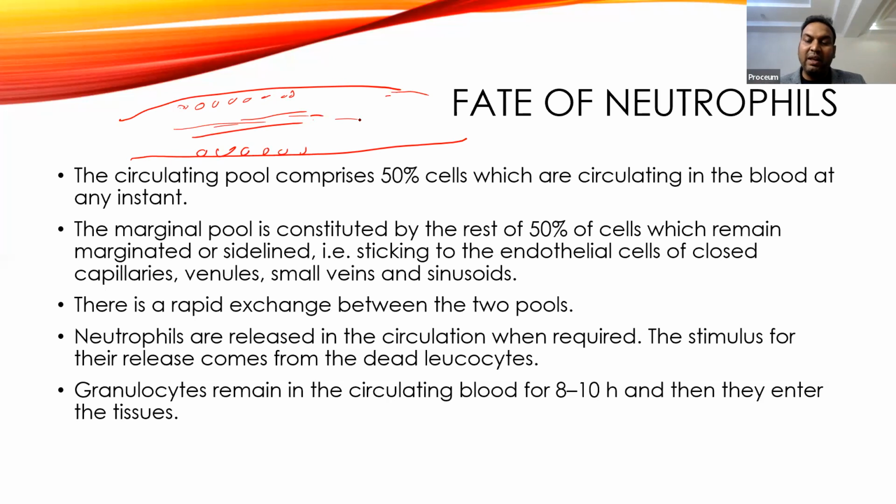So 50% will remain at the margins of the endothelium, and they are called the marginal pool of the neutrophil, while the remaining 50% will keep on moving in the blood. And these two pools are always in exchange, or they continuously change. So whenever the count decreases in the central pool, it will be replenished from the marginal pool.